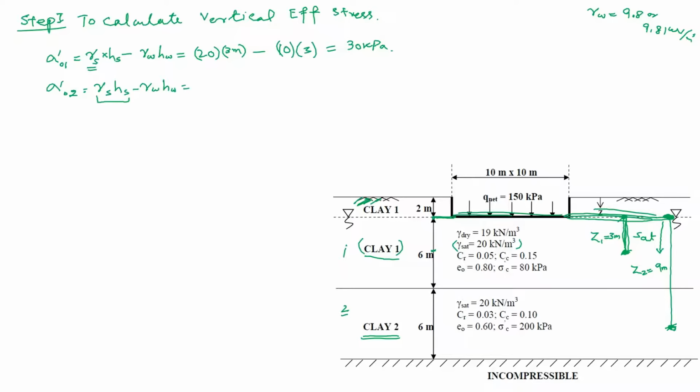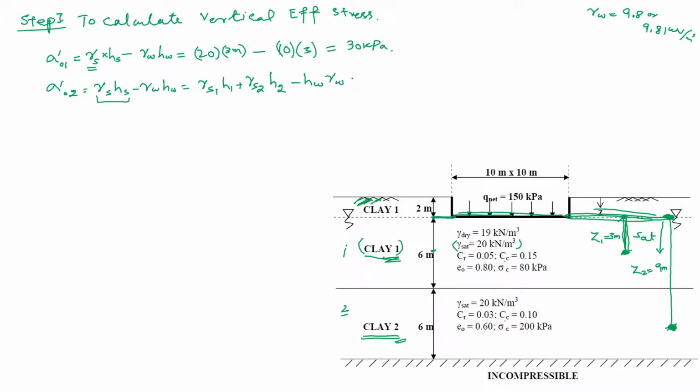How much effective stress is acting at this point? So how many layers can we see? We can see here clay 1 and clay 2. So we will write gamma S1 H1 plus gamma S2 H2. Gamma S HS will be converted to two phases because here we can see the two layers. Minus water will be a single entity, gamma W HW.